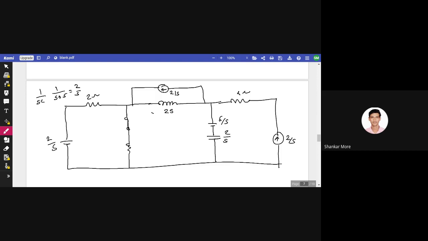Okay, so how do we proceed with this? Now let us suppose the current through inductor IL is this IL.